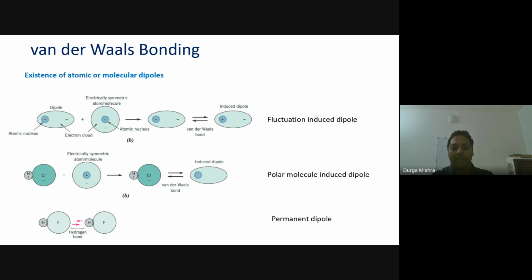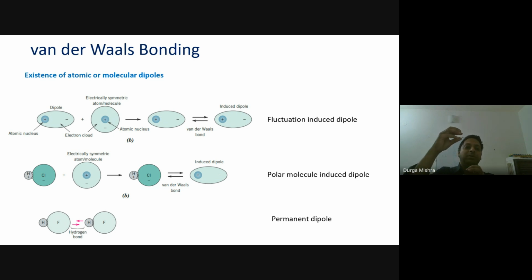So the first one, the fluctuation induced dipole, it can arise due to some random fluctuation of a molecule. We know these atoms are always vibrating, due to thermal motion. So at any temperature, what could happen? Probably the nucleus vibrates slowly compared to the electron. In that case, there is charge separation, and a dipole forms.